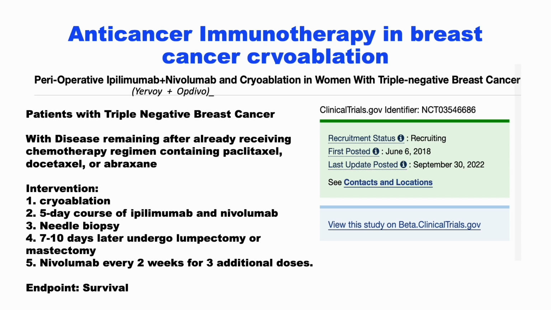After surgery, the patients will receive Opdivo every 2 weeks for 3 additional doses. All lumpectomy and mastectomy specimens will be evaluated to measure the immune response. Patients will also be monitored for 3 years to determine their breast cancer survival rates and overall survival rates.